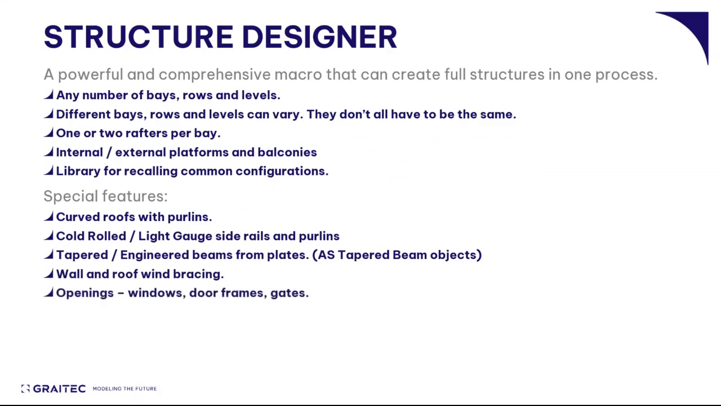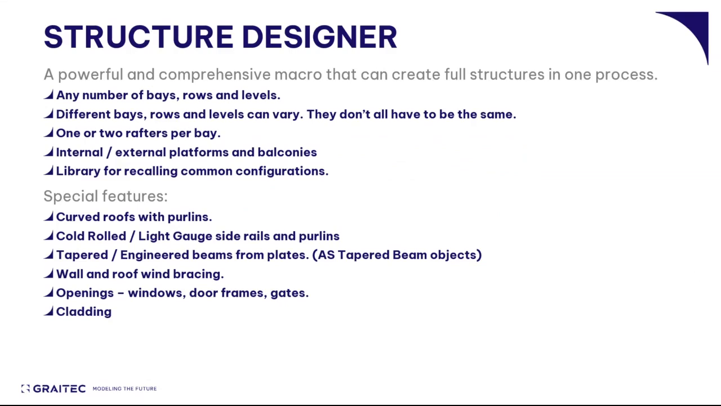You can include openings, so you can actually add windows, door frames or gate openings to any of the faces of any of the sections on the model. Very handy. And once you've set all that lot up, you can even activate the cladding, so it will automatically put the cladding on the face of the cold rolled or light gauge steel, and automatically include the openings for the windows and doors you've included. So it's really very powerful.